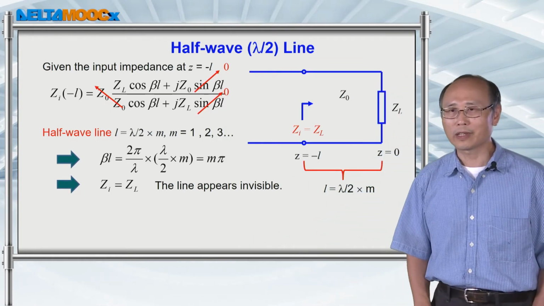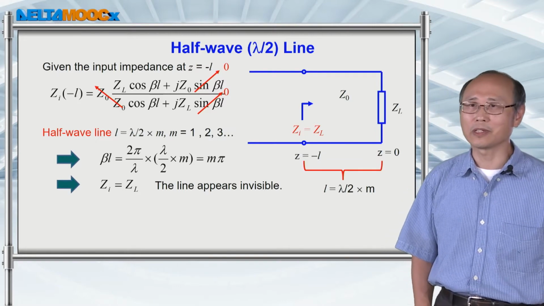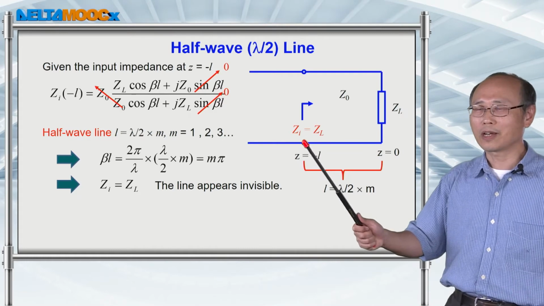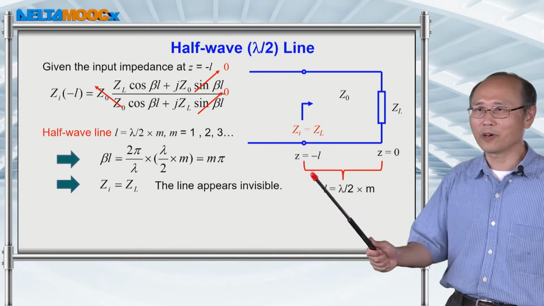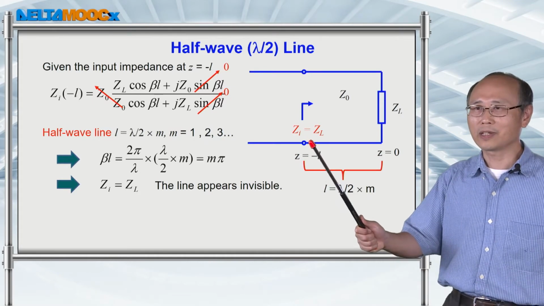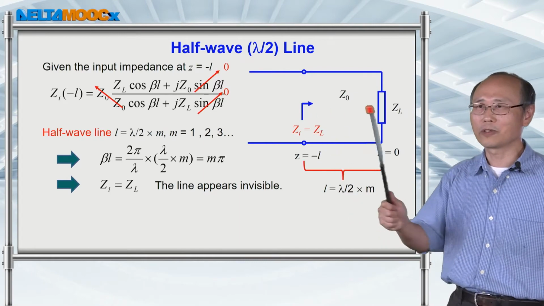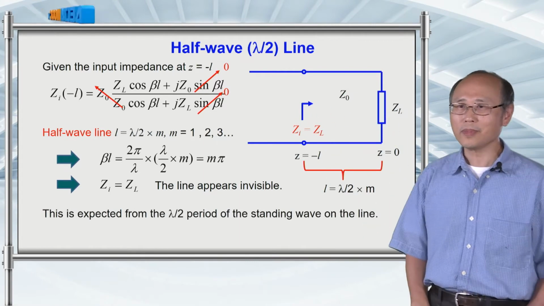And this is a point that we have emphasized a few times already in my lectures. So if you look into the line at a location of an integer multiple of half wavelength, basically the line appears to be invisible. Basically you get an impedance equal to the load impedance.